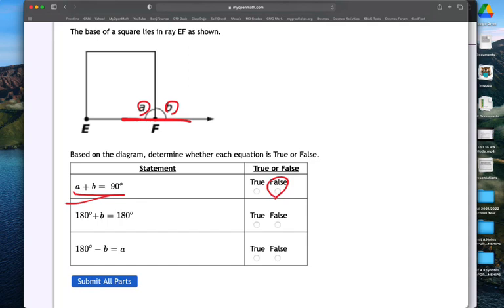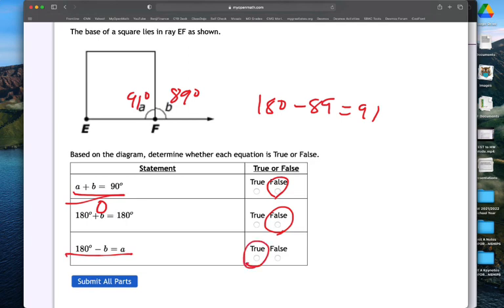Second statement, 180 plus B is equal to 180. Well, that would mean B would have to be 0 degrees. Clearly, B is not 0 degrees. It looks like it's around 90-ish. So this is false. And then the last statement, 180 minus B. So let's just pretend that B is 89 degrees, because it actually looks like it's a little bit less than 90. So 180 minus 89 is 91, and of course that would be what angle A is. So this is actually a true statement.